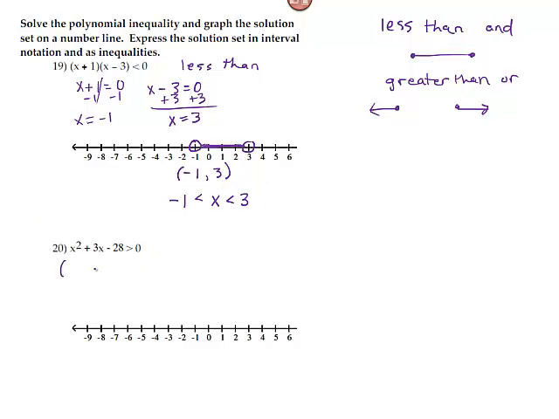On 20, we have to do some work to factor this. It is greater than, so that means it's an or problem. But we need to multiply to get negative 28, that adds to get 3. So positive 7 and negative 4. So that gives us x plus 7 equals 0, x minus 4 equals 0. So x equals negative 7, x equals positive 4. It's not equal to, so we need open dots or parentheses. It's or, so you shade out.